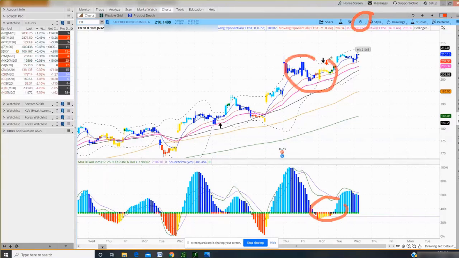Again, today, your assignment: take a trade. If you've been holding back, take a trade. You will not learn unless you take a trade.